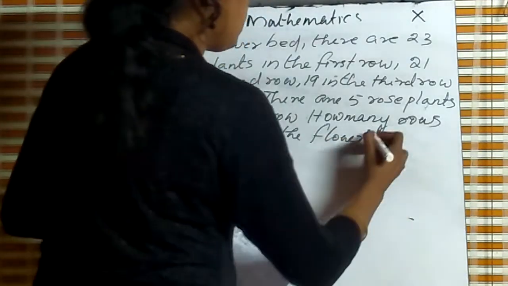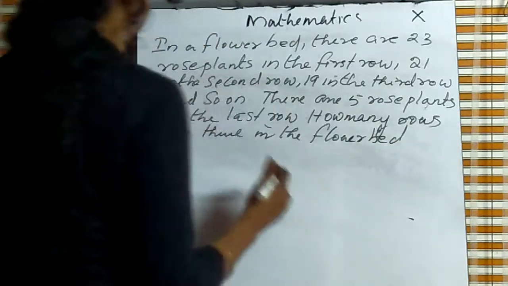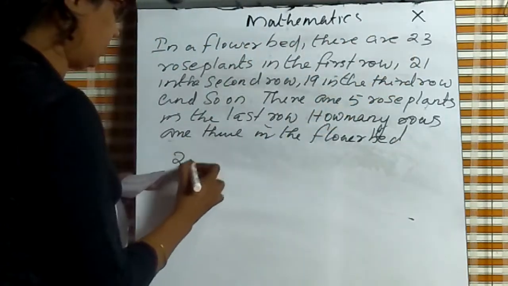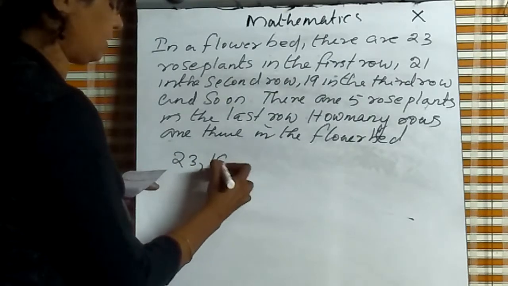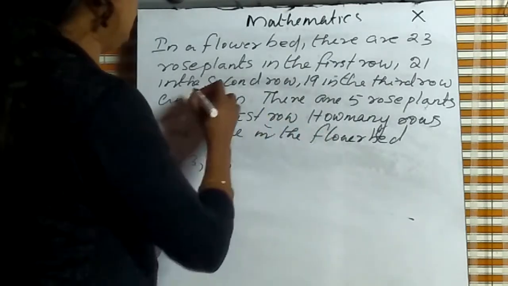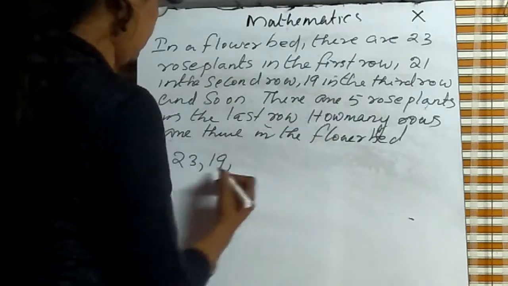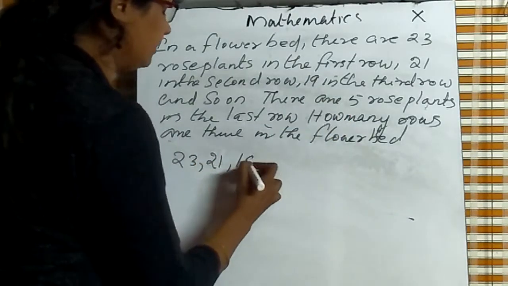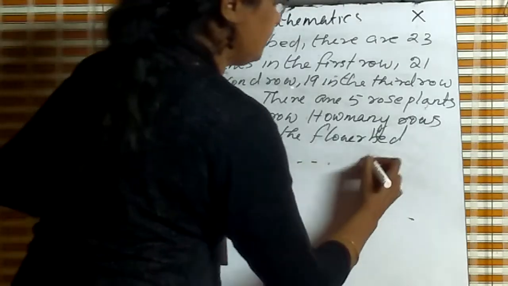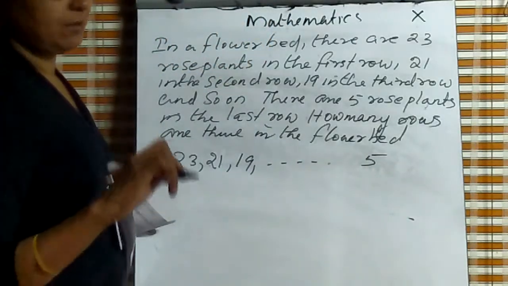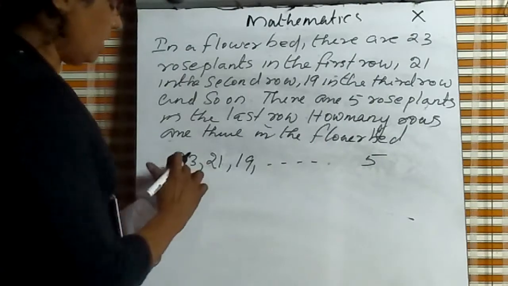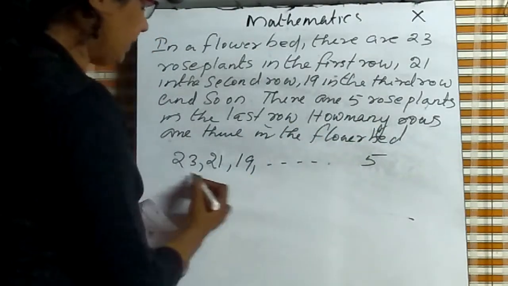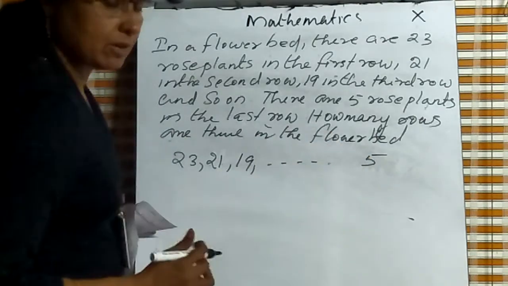In a flower bed, there are 23 rose plants in the first row, 21 in the second row, and 19 in the third row, and so on. The last row contains 5 rose plants. Our question is, how many rows are there in the flower bed?